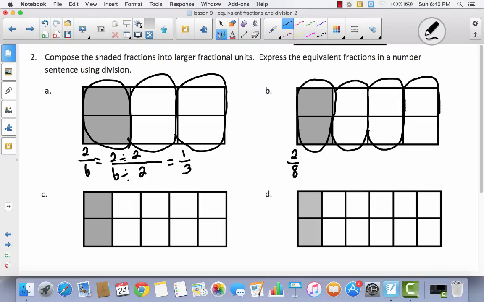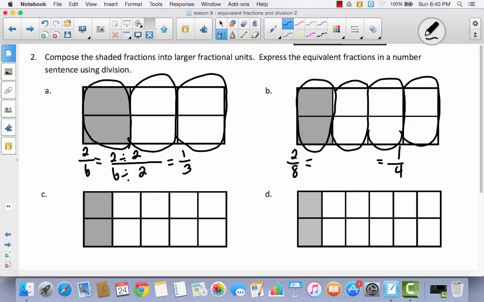I want you to notice that every time that I group them, I always take my color and put them together. I would never want to take this part and then combine it with this part, because your shaded fraction has to be together. Your units have to be together. You can't have shaded and non-shaded in the same group. So now I went from 2 out of 8 to this group that's shaded. I have one group that's shaded out of 1, 2, 3, 4. So 2/8 is equal to 1 out of 4.